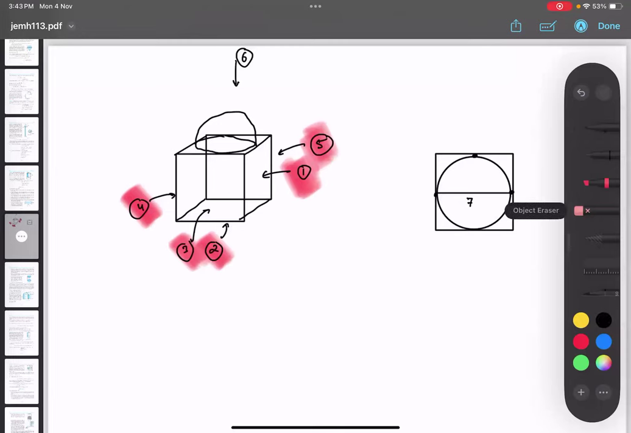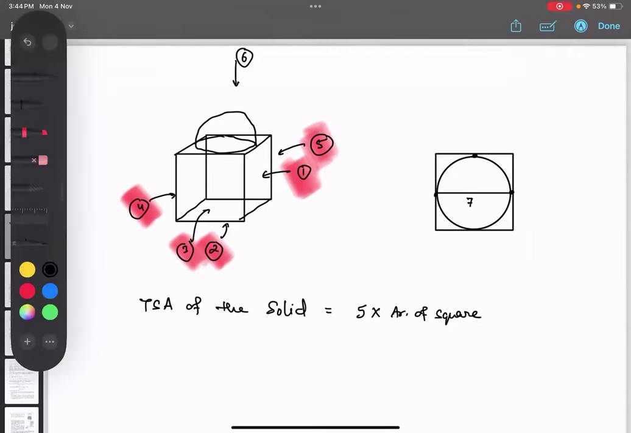So total surface area of the solid is five times side square. Remember, always explain your working before answering anything, the way I'm explaining, so that at least you will get marks for understanding. Maybe some part is incorrect, but you will get marks for writing this statement. Total surface area of the solid equals 5 times side square plus.